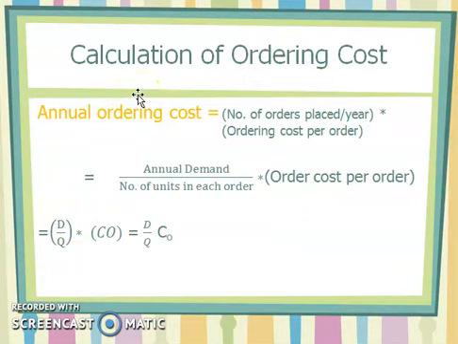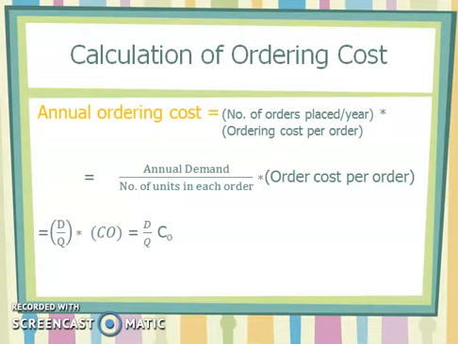So as you know, the first step in calculation of EOQ is calculation of ordering cost. Annual ordering cost will be the number of orders placed per year times the ordering cost per order. To know the number of orders placed per year, we'll divide annual demand by the number of units in each order, and when this is multiplied by the order cost per order, it will give us the total annual ordering cost.